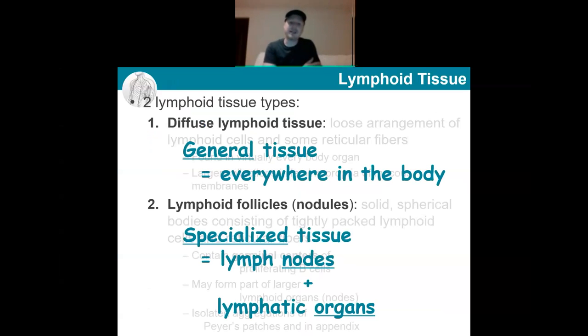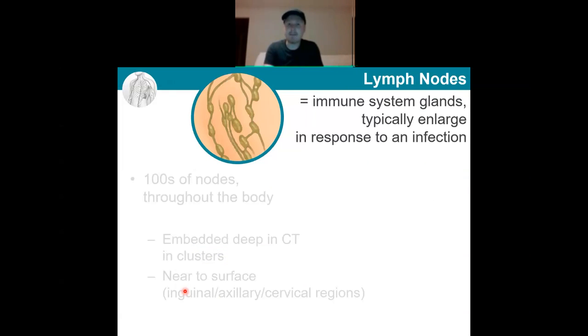And what we'll notice is that we have general tissue in all parts of the body, general lymphatic tissue, but then we have specialized tissues, either the lymph nodes or lymphatic organs. And those are the two that we will need to have a look at in a little bit more detail. So let's start with the lymph nodes.